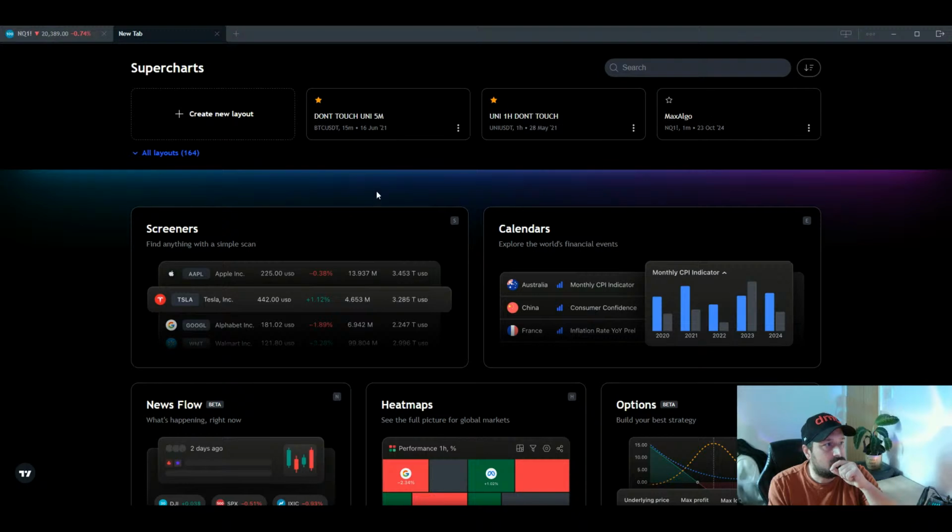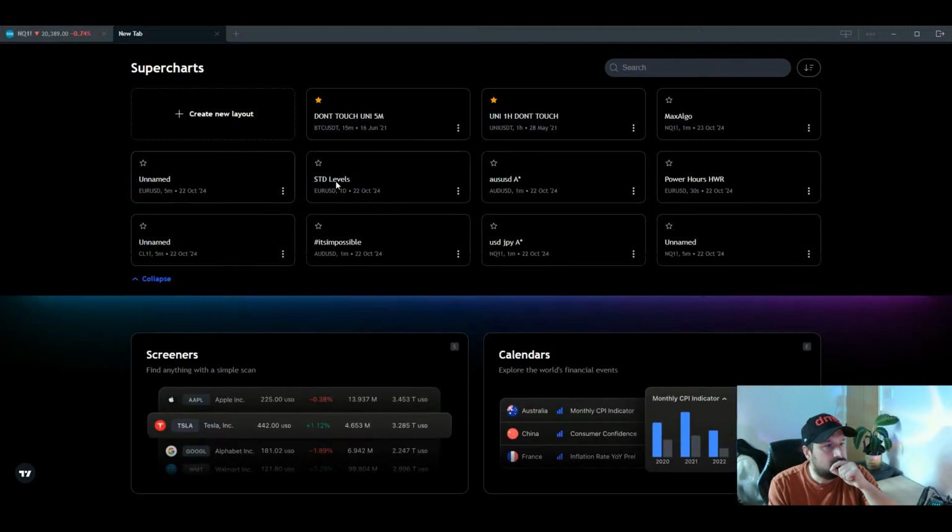Let's load up our stocks. Fucking hell. These are not in order.